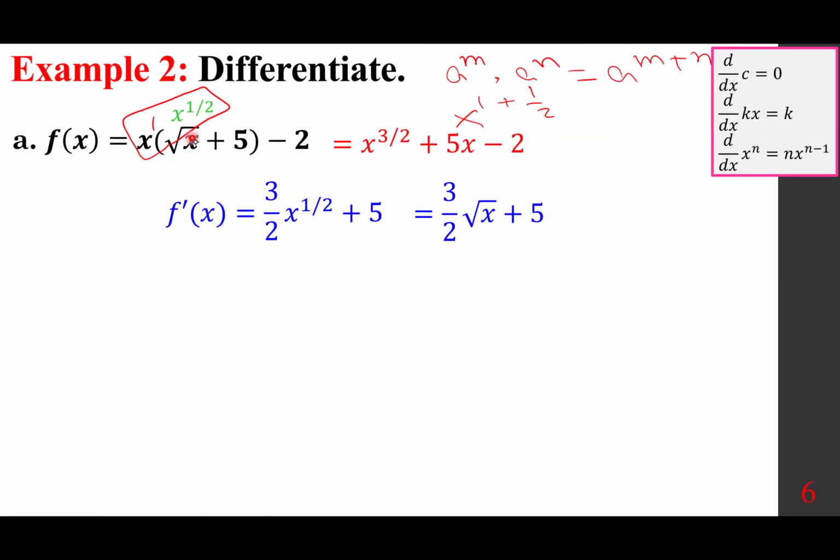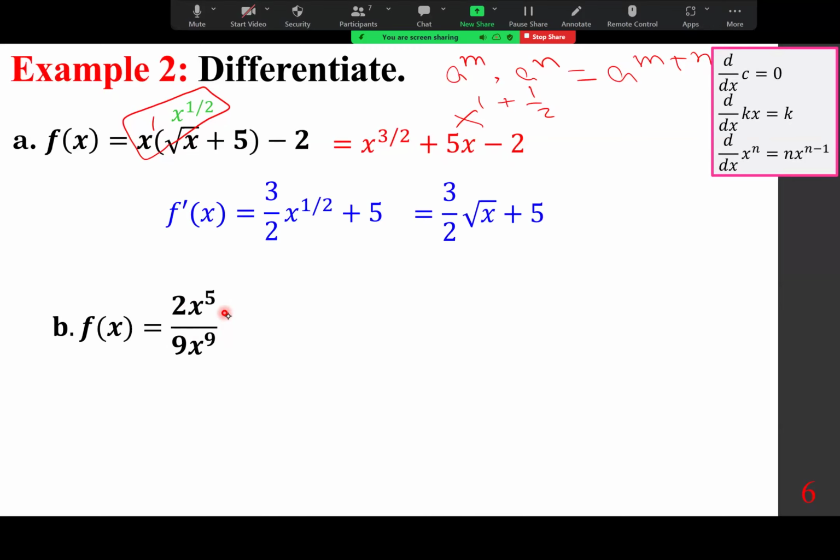Again, just the way it is, I cannot use the power rule. So what do I do? I'm going to write 2 over 9 x to the power of 5 minus 9, or to the power of negative 4. So I bring it up so I can use the power rule. Again, reminding you of a to the power of m over a to the power of n is a to the power of m minus n.